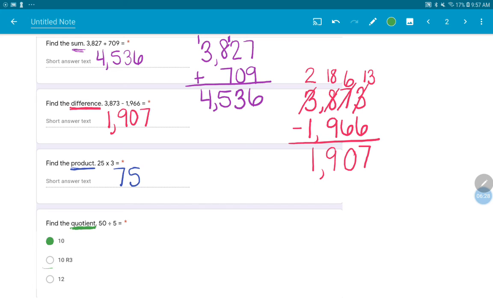I want you to look at this second option. It says 10R3. What in the world does that mean? I don't know.